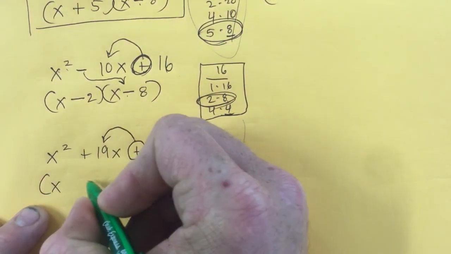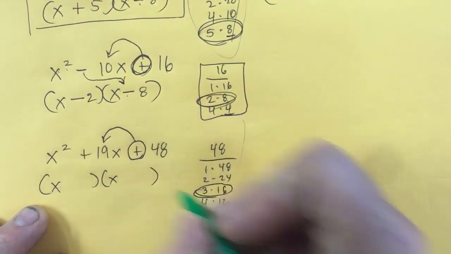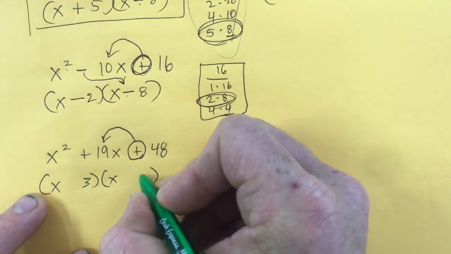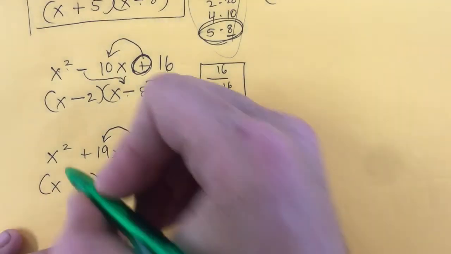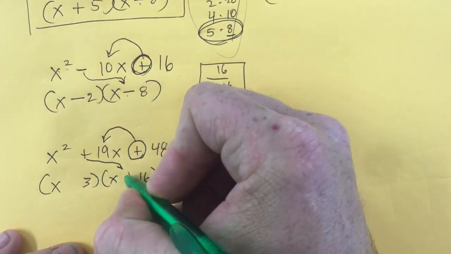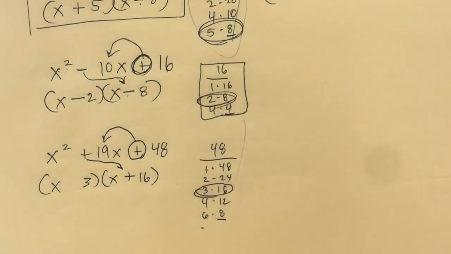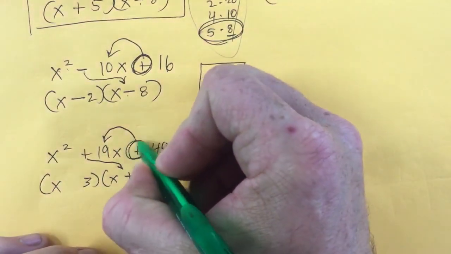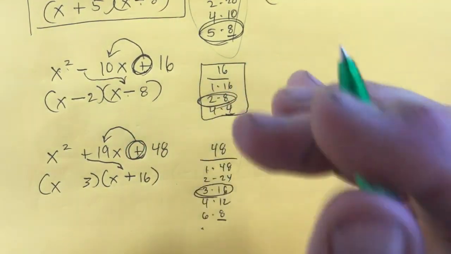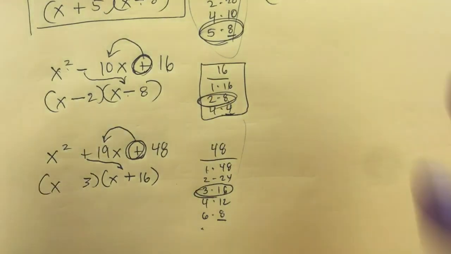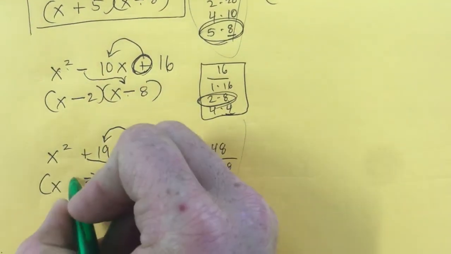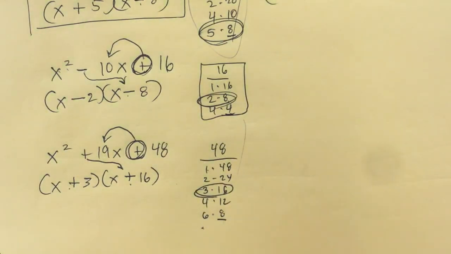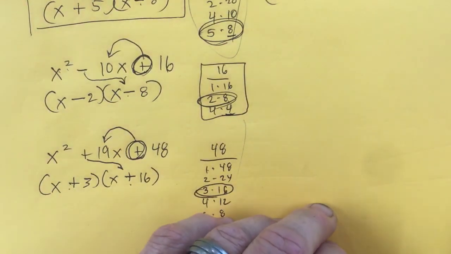So that means I got an X in the front of both of these, and I got a 3 and a 16. Okay? This automatically goes to the big one. Every time. This sign goes to the big one. Now this last sign being a plus tells me the two signs are the same. So that means this sign is the same as that sign. And there's my factors. Okay?